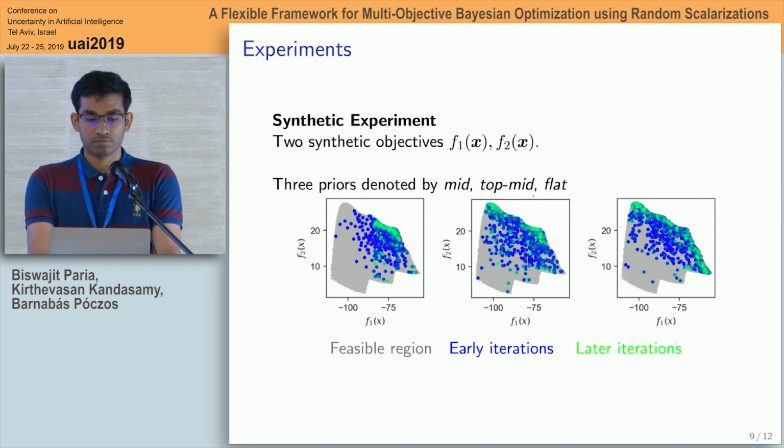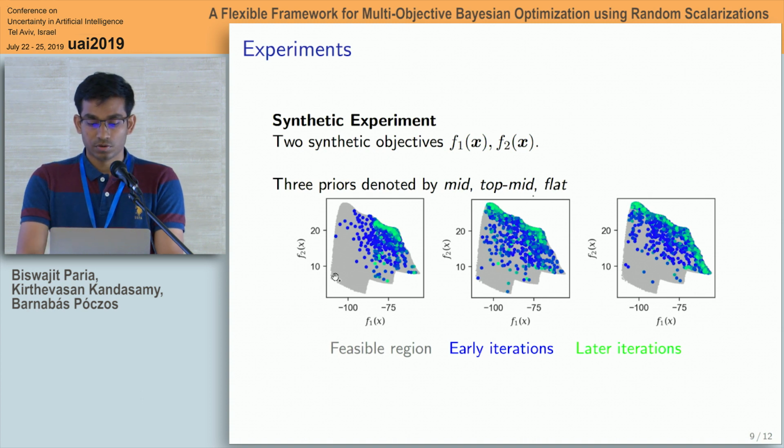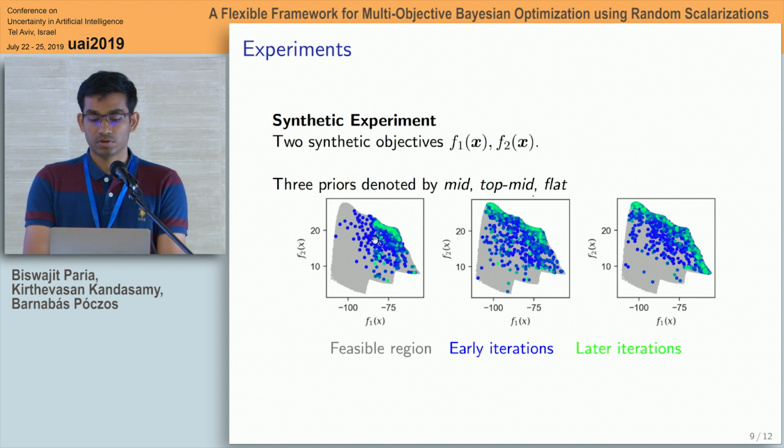To test the effectiveness of our algorithm, we perform some experiments. The first one is a synthetic experiment. We have two synthetic objectives, f1(x) and f2(x). The gray region in each of the plots denotes the feasible region of the objectives. The blue points denote the values sampled by the algorithm in the early iterations, and the green points denote the values sampled by the algorithm in the later iterations after it has learned the functions well.